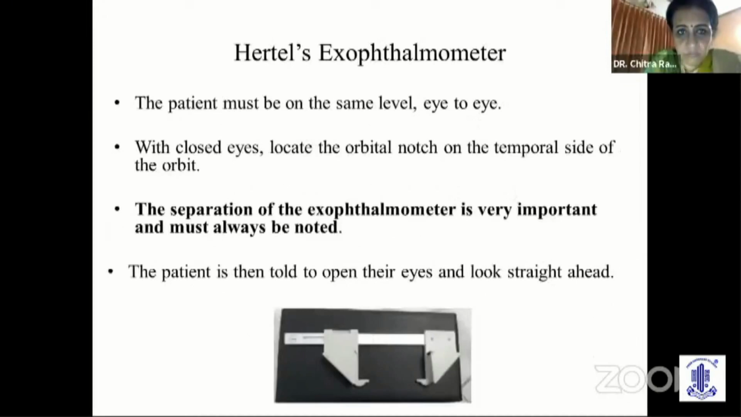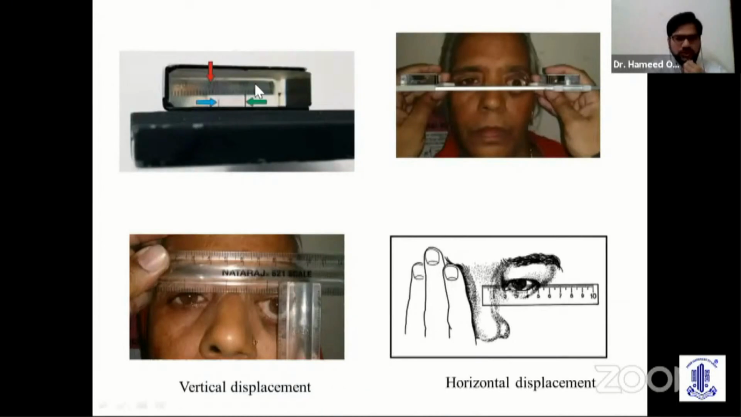Hertel's exophthalmometer is the most commonly used instrument to measure the amount of proptosis. In this, the patient and the examiner should be at the same level. You ask the patient to close the eye and locate the orbital notch on the temporal side of both the orbits. Basically, Hertel's exophthalmometer has two foot plates. One is fixed, the other one is sliding. So the separation of these two should be kept constant in subsequent visits to avoid errors. Then you have two red lines on the exophthalmometer. They should be in line with each other to avoid parallax.